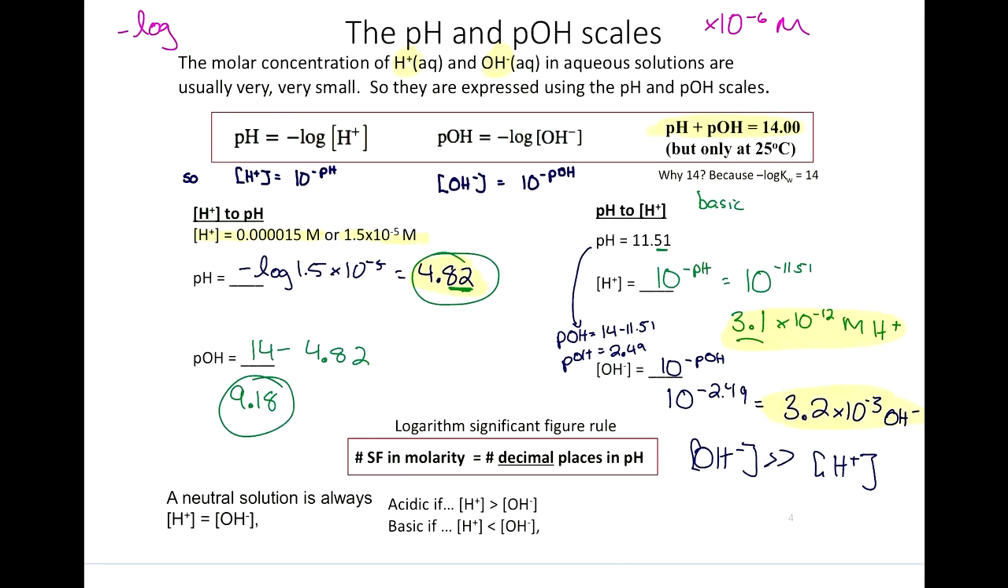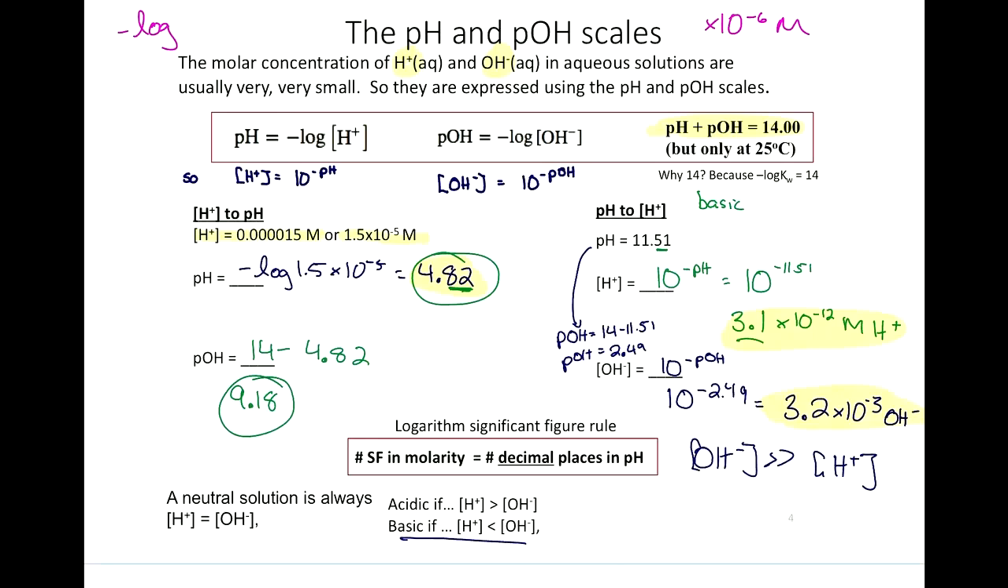And so now, can you tell me, is this solution basic or acidic? It is definitely basic because there's a lot more hydroxide present. And that's basically our rules for whether we have an acidic solution or a basic solution. That it's acidic when H plus is more present in concentration, basic if hydroxide is present in a higher concentration.